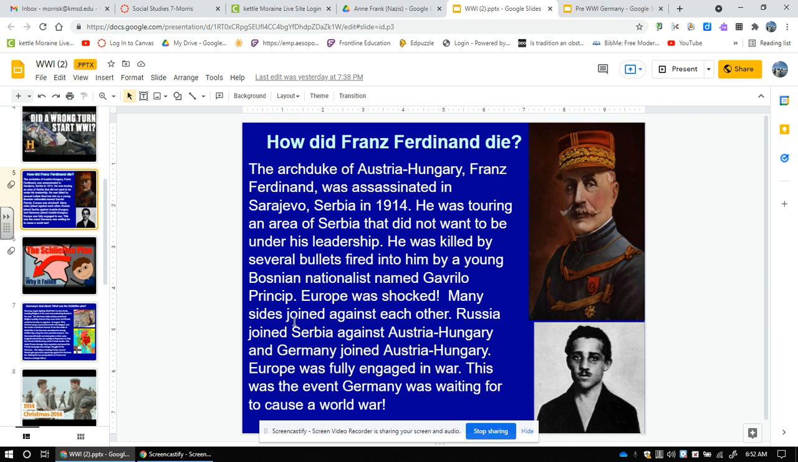Europe was shocked. Many sides joined against each other. Russia joined Serbia against Austria-Hungary, and Germany joined Austria-Hungary. Europe was fully engaged in war. This was the event Germany had been waiting for to cause a world war. Okay, who are we talking about? What about that person? Why did that happen? And how did it happen?